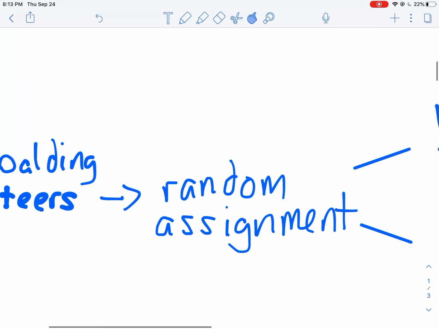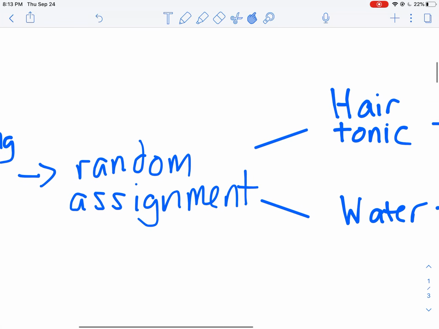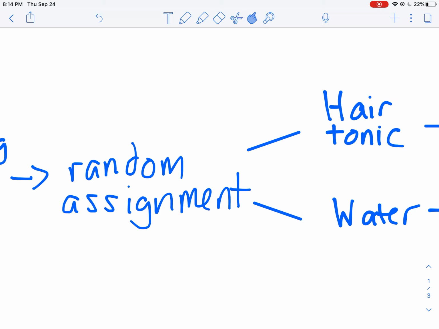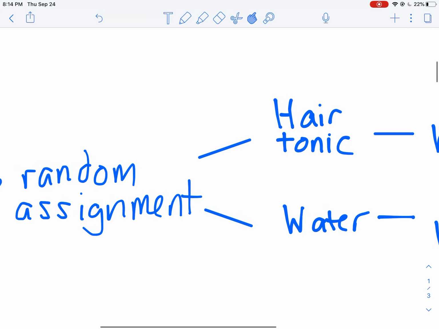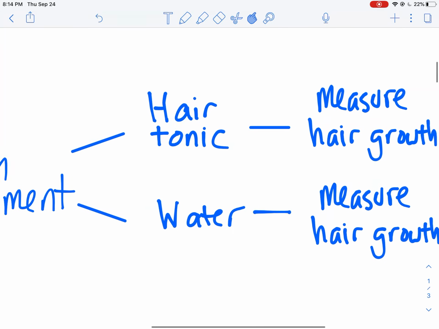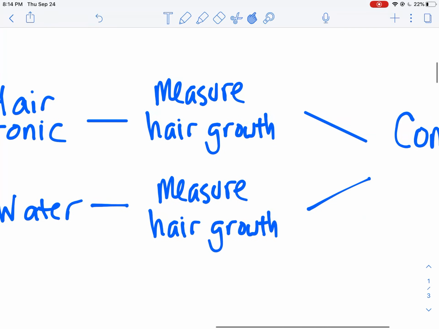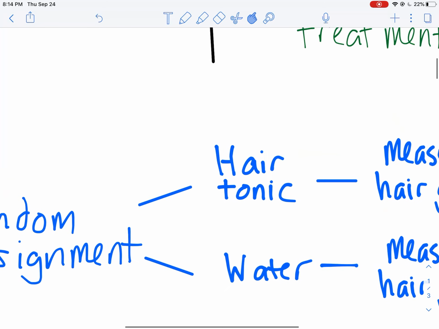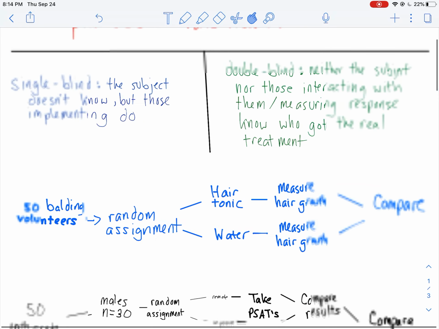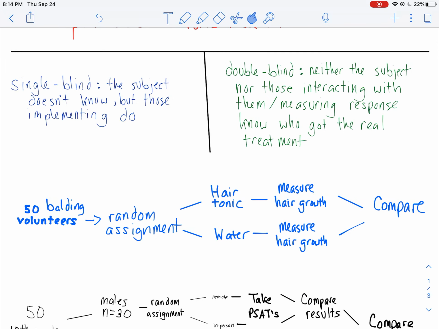So again, this was a very rudimentary experiment. One thing you want to notice though, I did include random assignment here. That's always important. You always want random built into the statistics. Random's always good. So in this case, it's random assignment. We randomly assign half the people to get hair tonic, half of them to get water, measure hair growth, and compare. So again, single blind would be if those receiving the hair tonic had no idea, but the person giving it knew who got what.